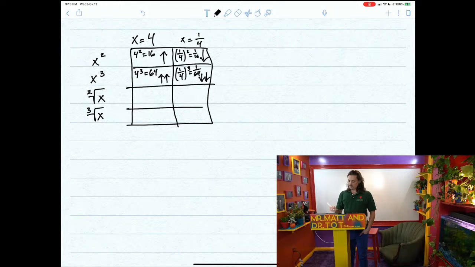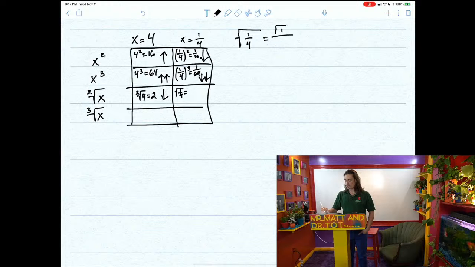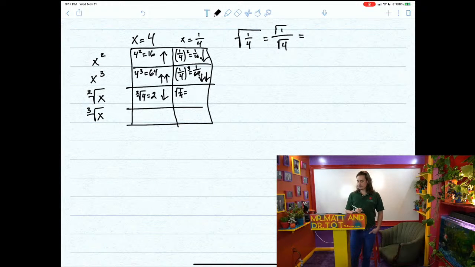If we had the square root function, the square root of 4 is 2. That's a decrease. The square root of 1/4, we can use the distributive property. Let me write this out over here because this is actually very important. The square root of 1/4, we can use the distributive property to say that's the same thing as the square root of 1 over the square root of 4. And then you can just evaluate individually.